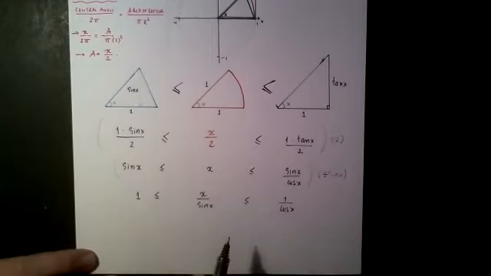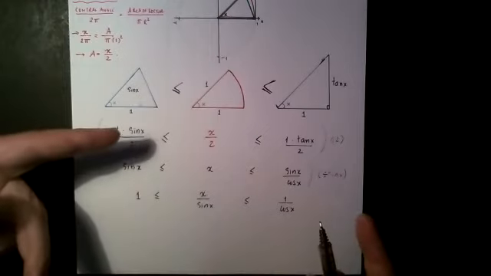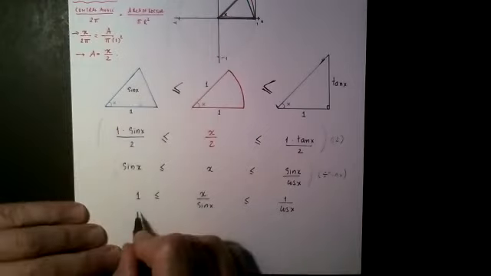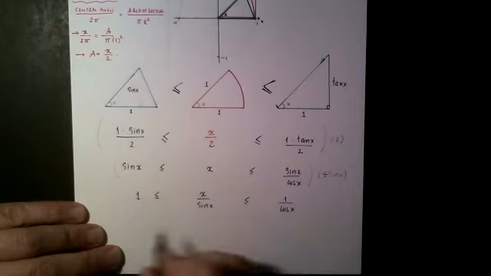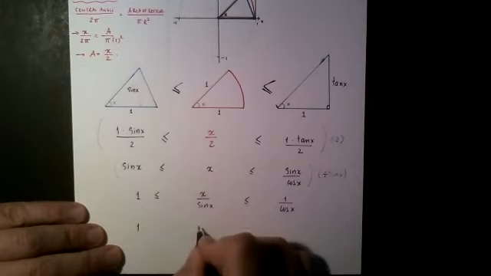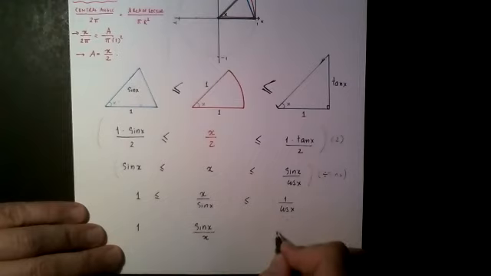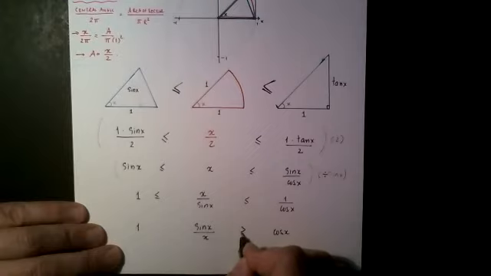So what I'm going to do now is I'm going to flip everything, okay? So if I flip this, I flip this, I flip this, I will get 1. Here I will get sine x over x, and here I will get cos x over 1. Okay, except that I have to change the signs because I flipped everything.